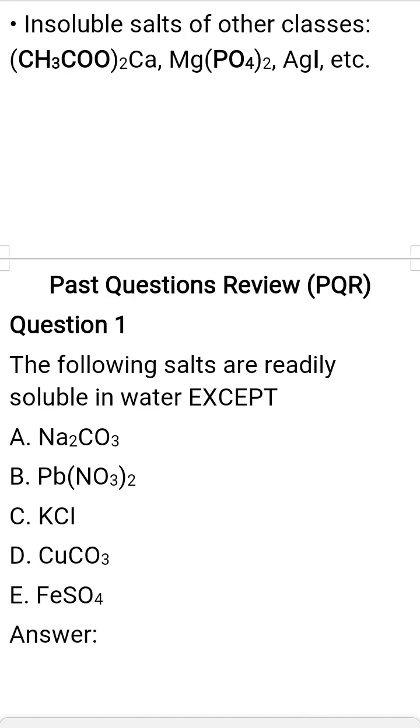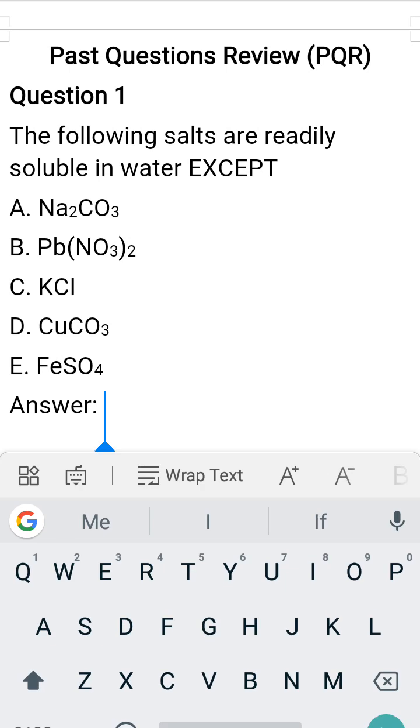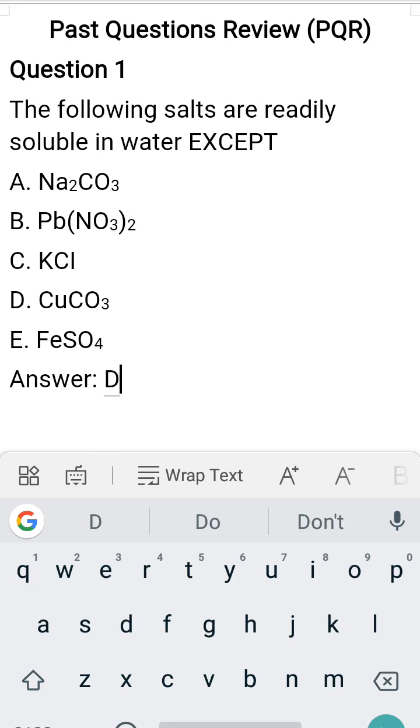So we now come to the past question section. Let's review some past questions to digest what we've learned. The first one says, the following salts are readily soluble in water except... Now, we said all carbonates are insoluble except those of the Lipo-Sum group. And if you check the carbonate here, it is copper carbonate. Copper is not a member of the Lipo-Sum group, and so copper carbonate is the answer. And so we acknowledge our answer as option D.